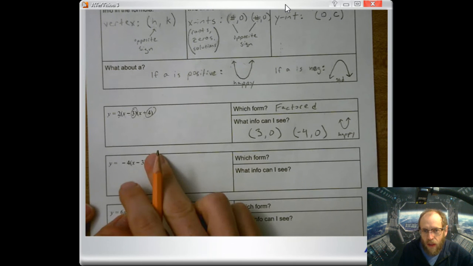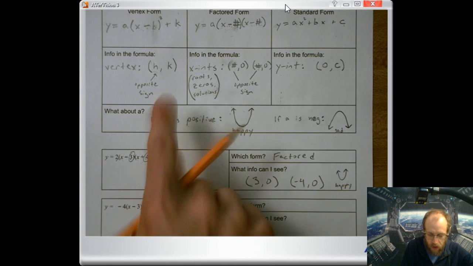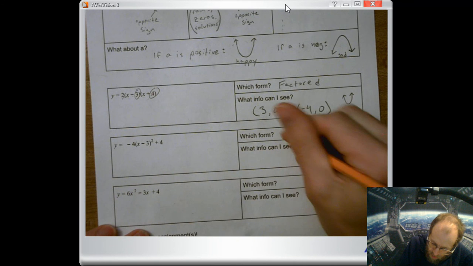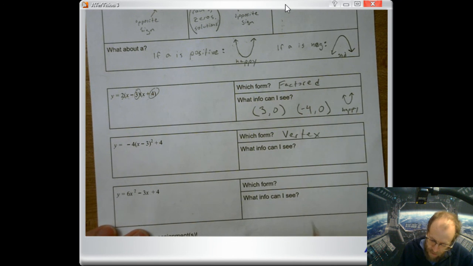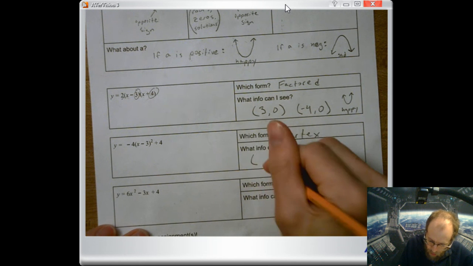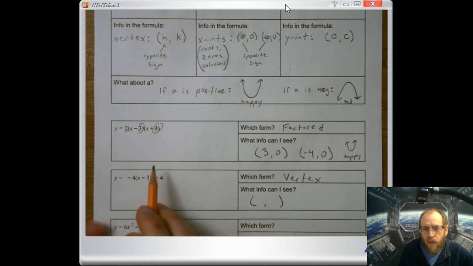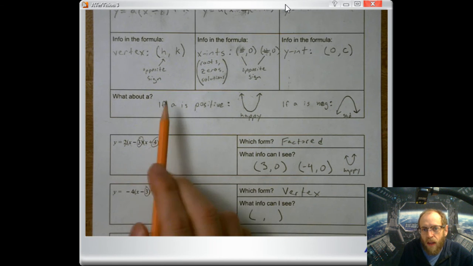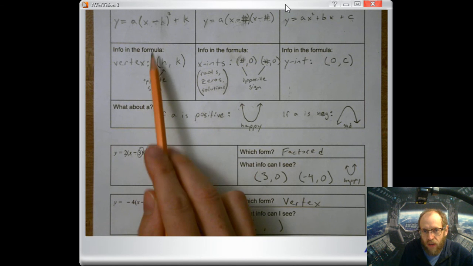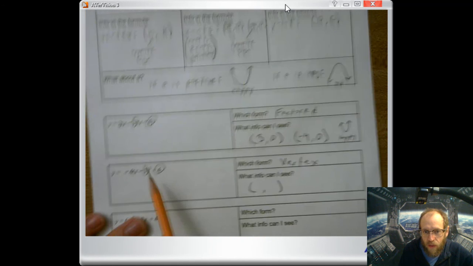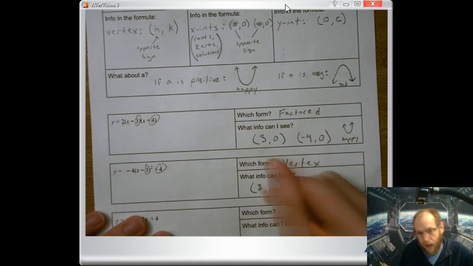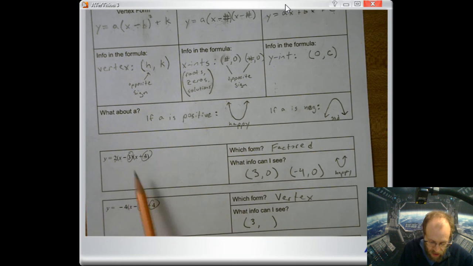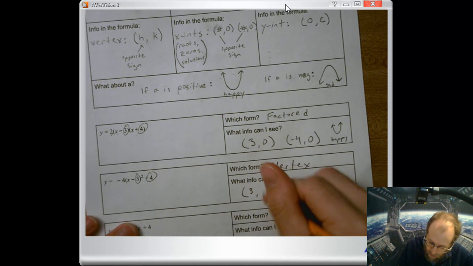Let's look at the next one. This one looks like it's in vertex form. Therefore, I should be able to see the vertex. So vertex form. What info can I see? It's the vertex, which is a point. And the coordinates of the vertex come from these two numbers right here. h and k, they're called. And because h has a minus in front of it in the formula, we take the opposite sign. So if it says x minus 3, we use a positive 3 as our h. k has a plus in front of it in the formula, so no need to change the sign. We just take the number as it is. There's a plus 4 right there. So we put a 4.